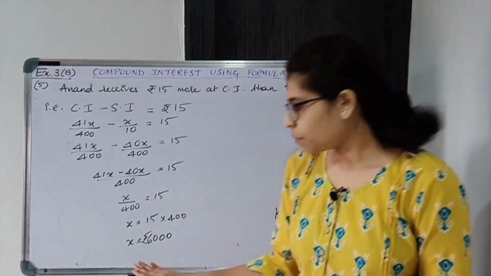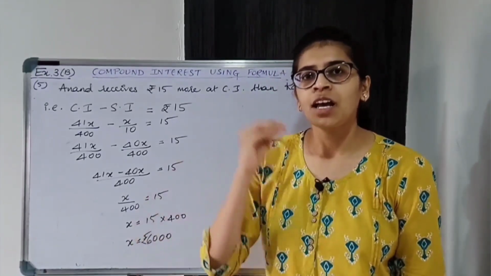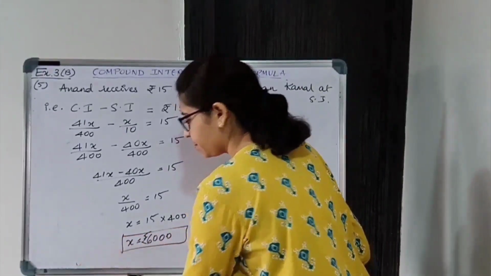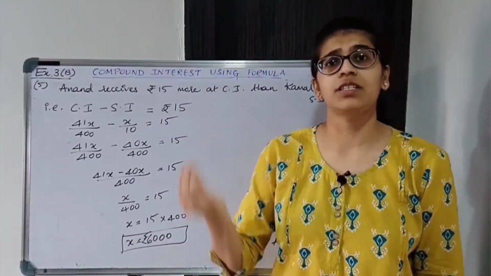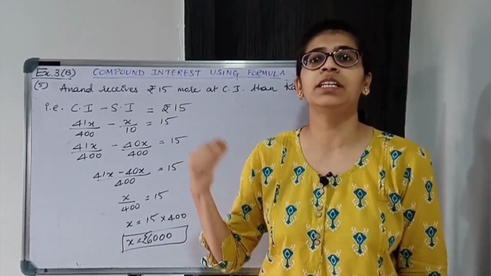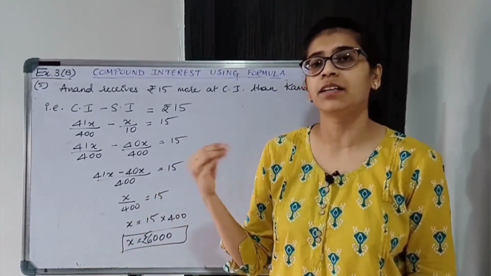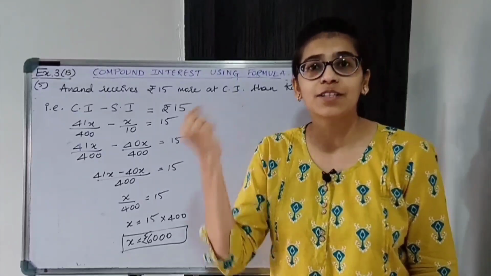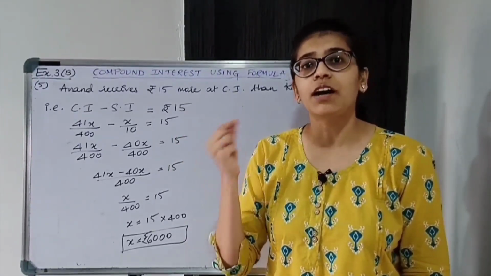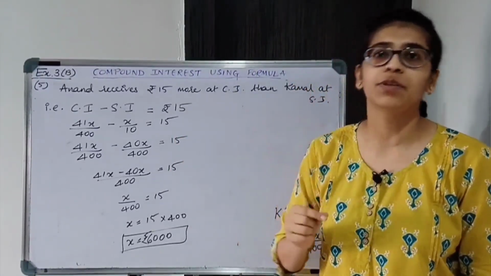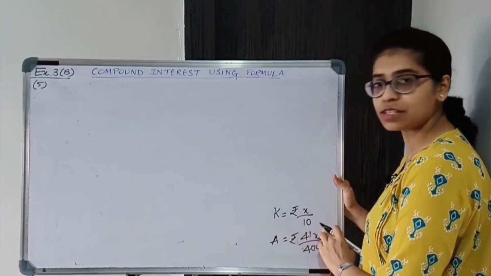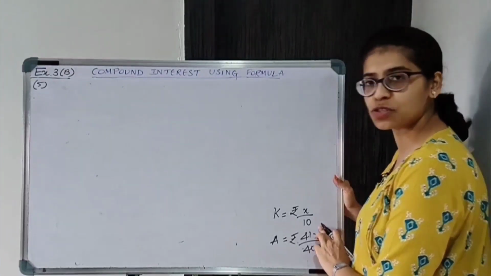So the sum invested by Kamal and Anand is 6,000 rupees. So write down the statement. The amount of money lent by Kamal and Anand is 6,000 rupees. Now you also have to find the interest. Okay, so we have to find the compound interest and simple interest. Now we know that interest received by Kamal was this much. Okay, that is simple interest.